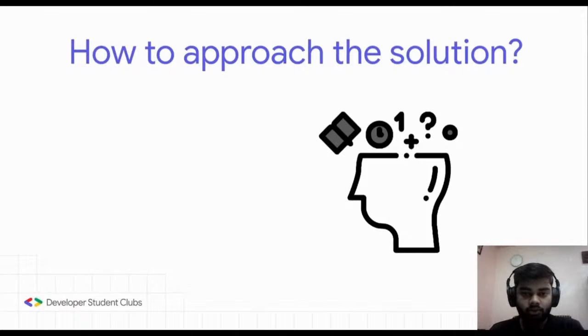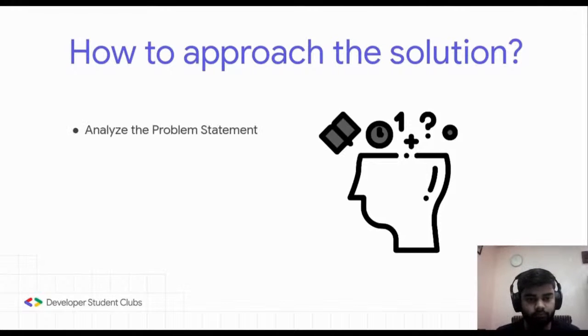How to approach the solution. When you are a beginner, you sometimes get overwhelmed by the amount of information given in a question. So how should we approach a problem to reach a solution? First, analyze the problem statement. You need to analyze it correctly. For this, you have to read it at least two to three times. It is very important to read the problem statement to understand it completely. This is a very important step.